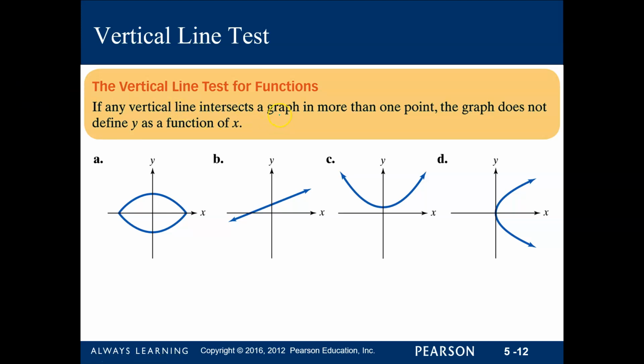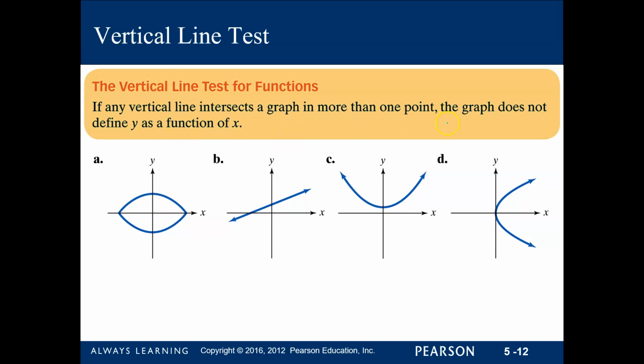So pretty much the idea with the vertical line test is that if you draw a vertical line anywhere on your graph and it only touches one point out of that graph, then it is a function. The moment that it touches more than one point, then that graph is not a function.